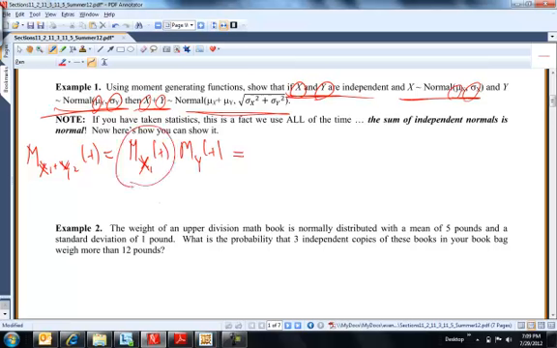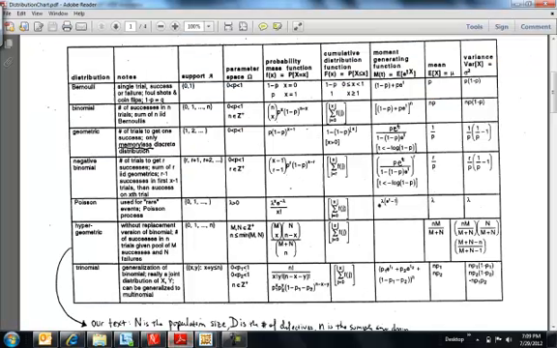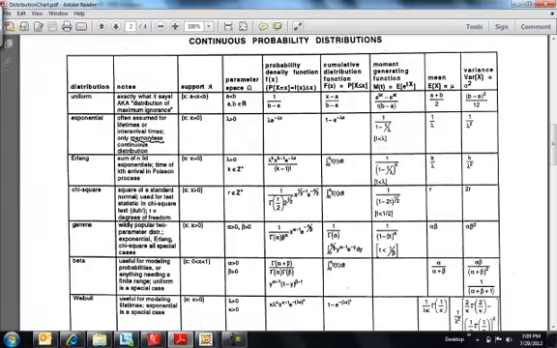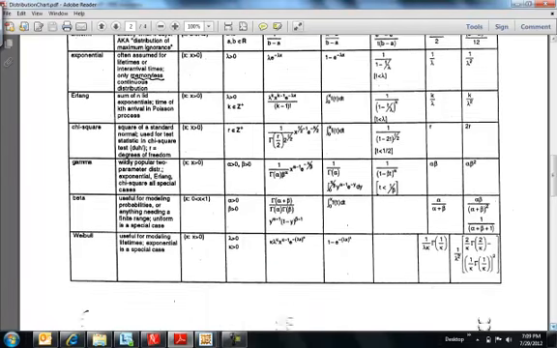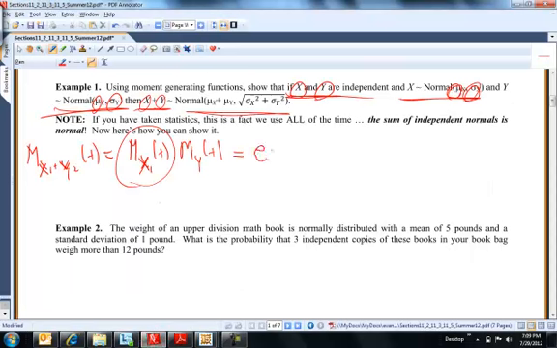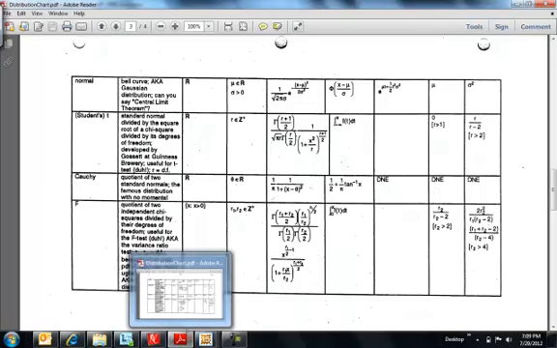Well, what's the moment generating function of a normal with a mean of this, a standard deviation of this? So I have my chart here. Let's go down to a normal. Okay, there's a normal, and there's its moment generating function. So this is e to the mu x t plus half t squared sigma squared.